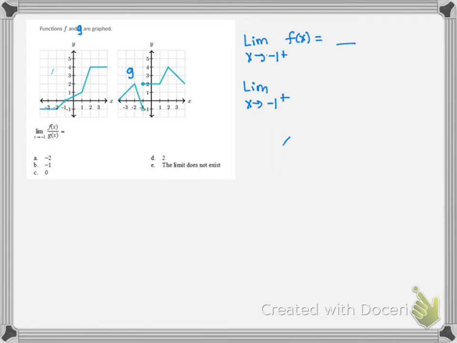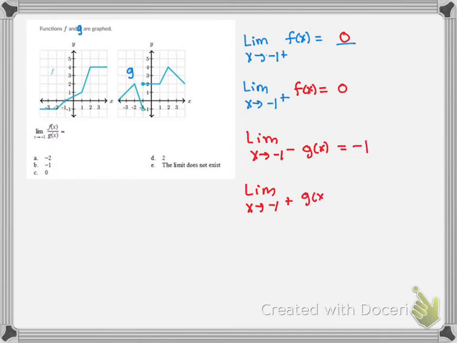And similarly, we're going to look for those same things for g. Limit x approaches -1 minus, limit x approaches -1 plus. So when we look at the f function, this is 0, and also we're 0 coming in from the right. And for the g function, we approach -1 on one side, and we approach 2 on the other side.